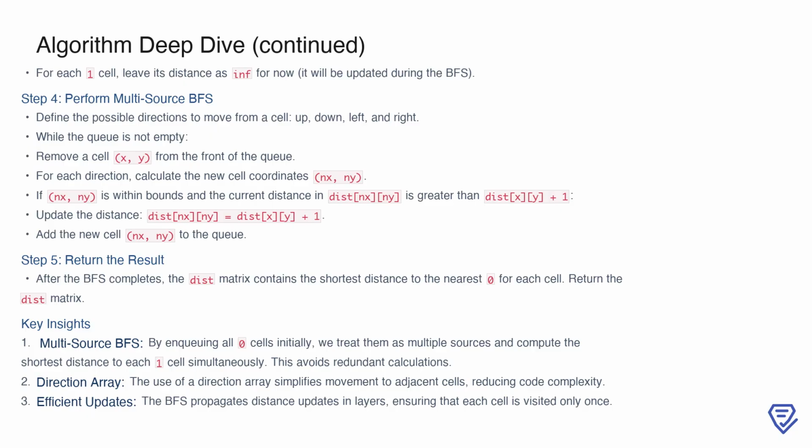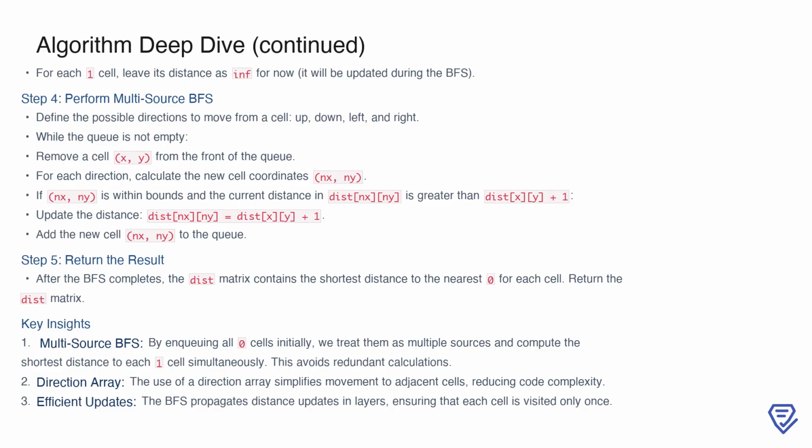Now, we perform the multi-source BFS. To do this, we define the four possible movement directions, up, down, left, and right, using a direction array. As long as the queue is not empty, we remove a cell, represented as coordinates x, y, from the front of the queue. For this cell, we explore all four possible directions to calculate the new coordinates, denoted as nx, ny. If these new coordinates are within the matrix bounds and the current distance at dist[nx][ny] is greater than the distance at dist[x][y] plus 1, we update dist[nx][ny] to this new shorter distance. We then add the new cell's coordinates to the queue for further processing.